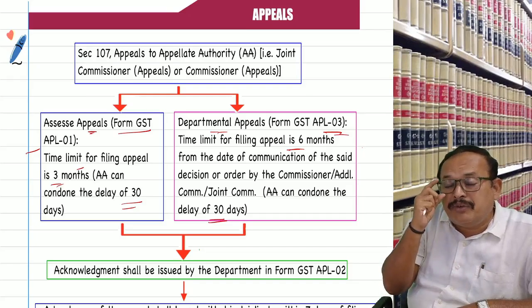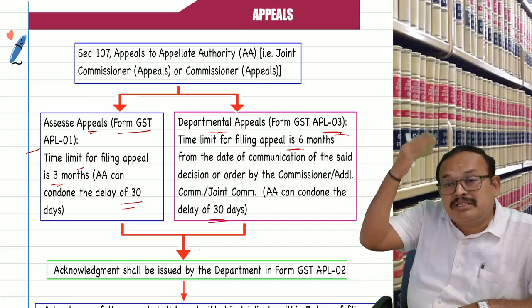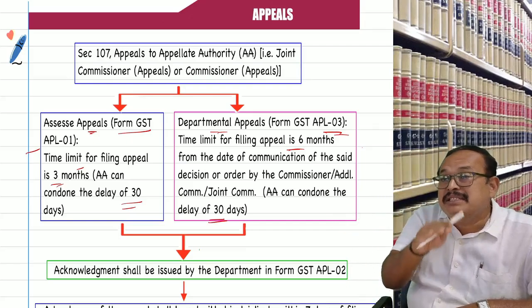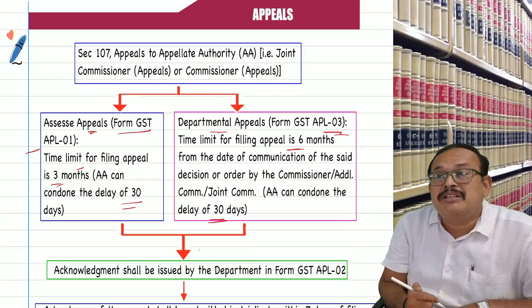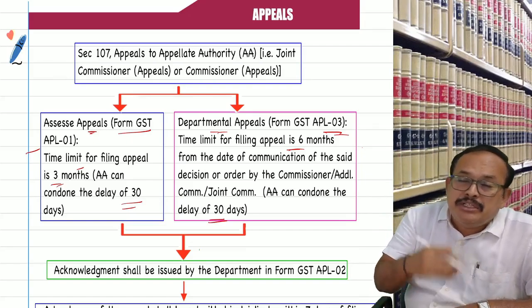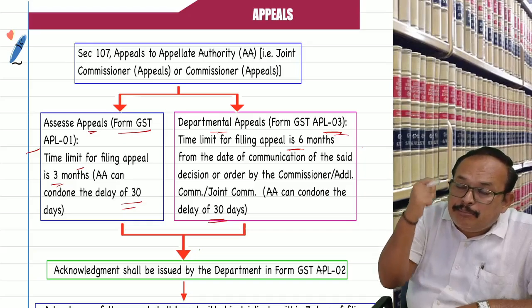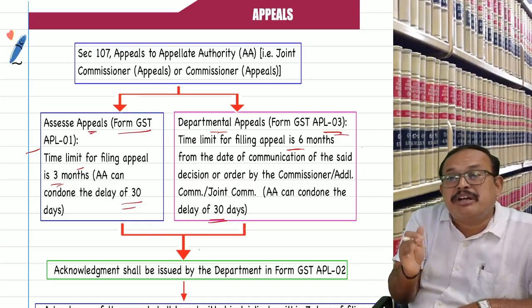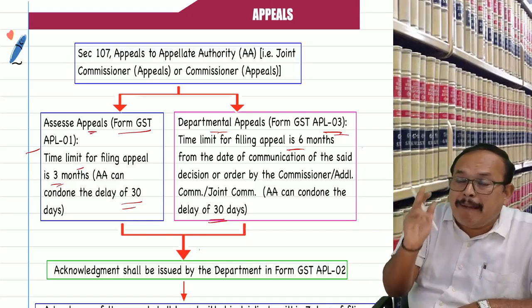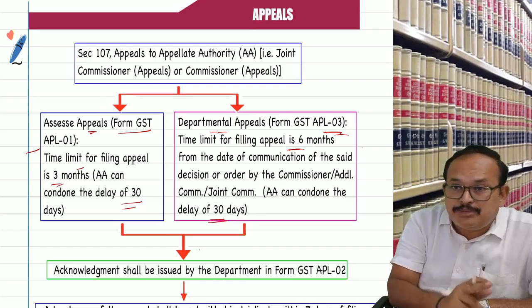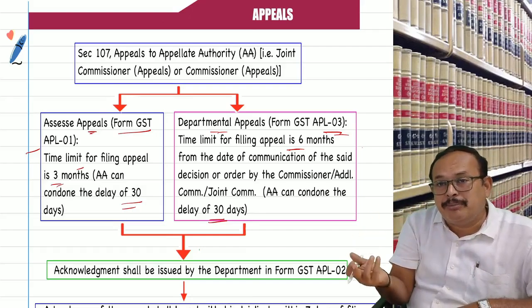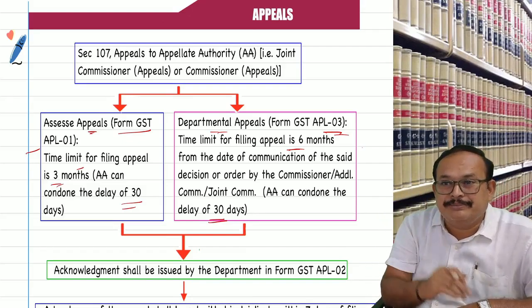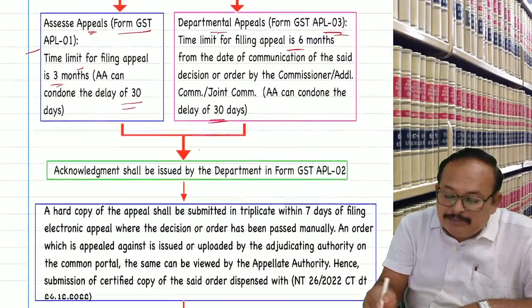Or if the department goes for appeal against their own orders, or the revision authority directs them to go for appeal, in that case, from the date of direction to go for appeal, 6 months is available to file the appeal APL 03. The appeal authority is empowered to condone the delay, not only for a taxpayer appeal but also for a departmental appeal, for a period of 30 days. APL 01 is the application for appeal by the taxpayer. APL 03 is the departmental appeal to the appeal authority. In between, APL 02 is the acknowledgement for the appeal.